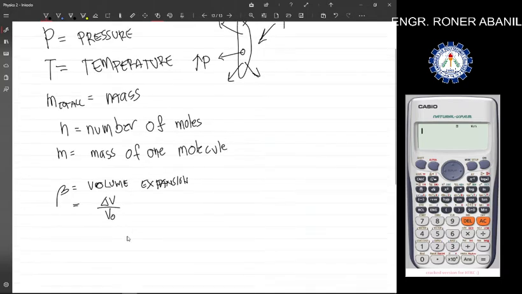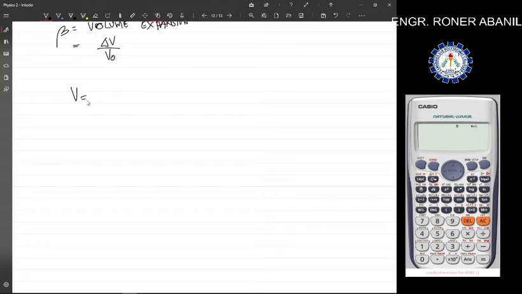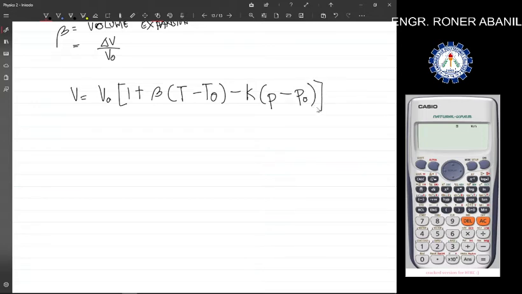So dito may papasok tayo na formula. Yung V is equal to V0 times the quantity 1 plus beta times T minus T initial or temperature initial, minus K times P minus P0 or pressure initial. Yan. So, there is a negative sign in front of the term K. Meron daw ditong negative, no? Because an increase in pressure causes a decrease in volume. Okay?